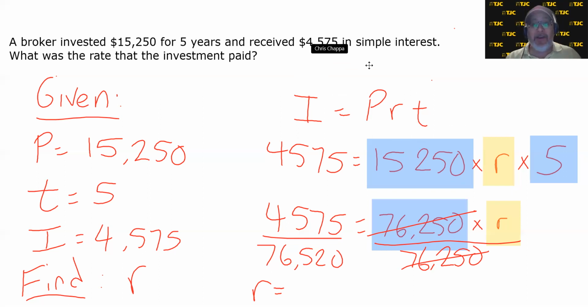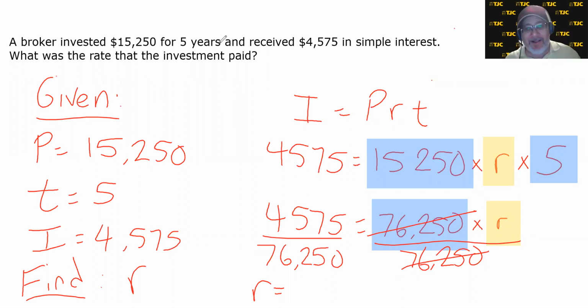So did you catch a mistake I made? The mistake I made is when I divided both sides by 76,250, I have a case of what I call temporary dyslexia. It's kind of a verbal pun, but I was temporarily switching the numbers 5 and 2 here. It says 76,520 when it should say 76,250. You see how subtle and easy it is to make careless mistakes like that.